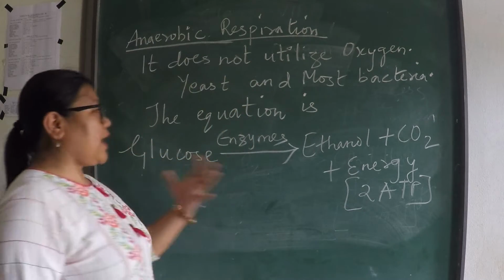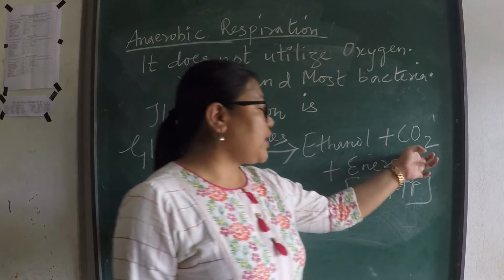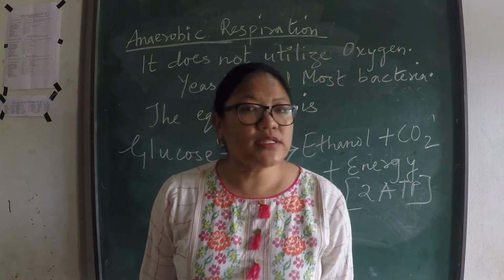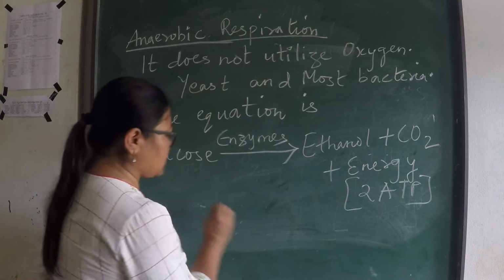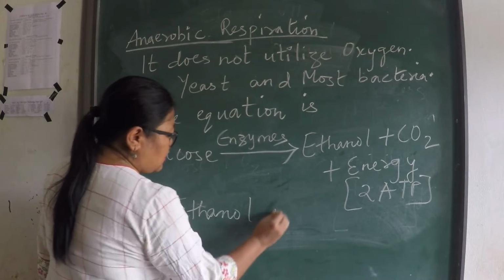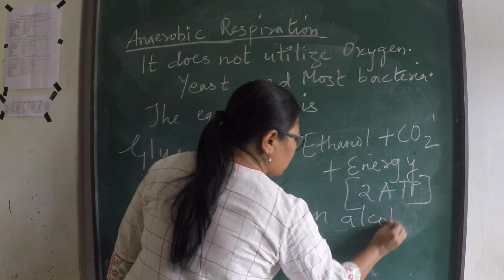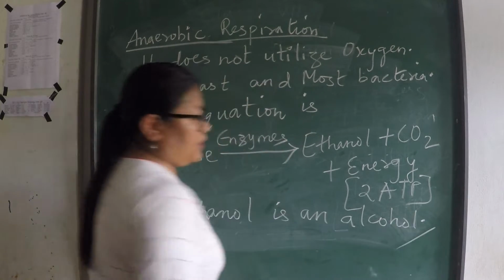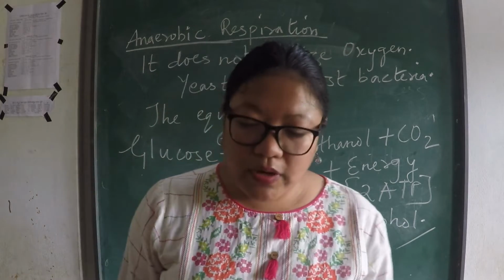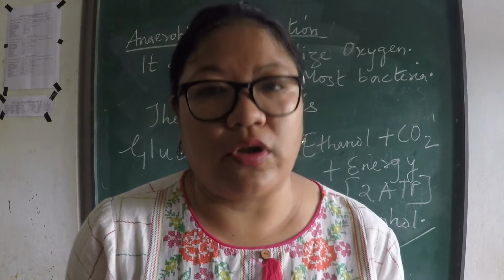So what is the end product of anaerobic respiration? Ethanol plus carbon dioxide plus energy. Now what is ethanol? Ethanol is nothing but an alcohol. Clear? So what is ethanol? Ethanol is nothing but it is an alcohol.